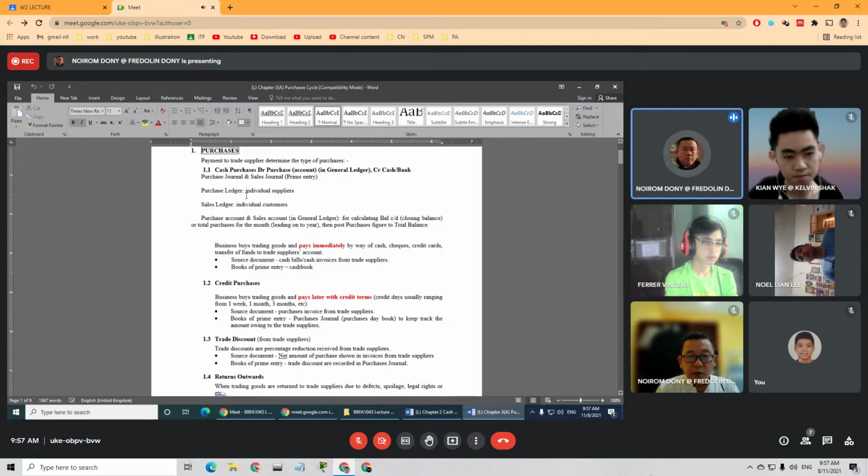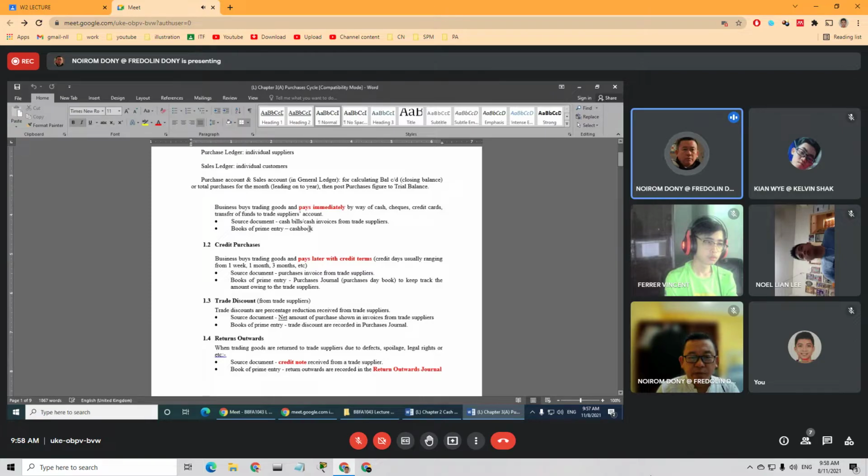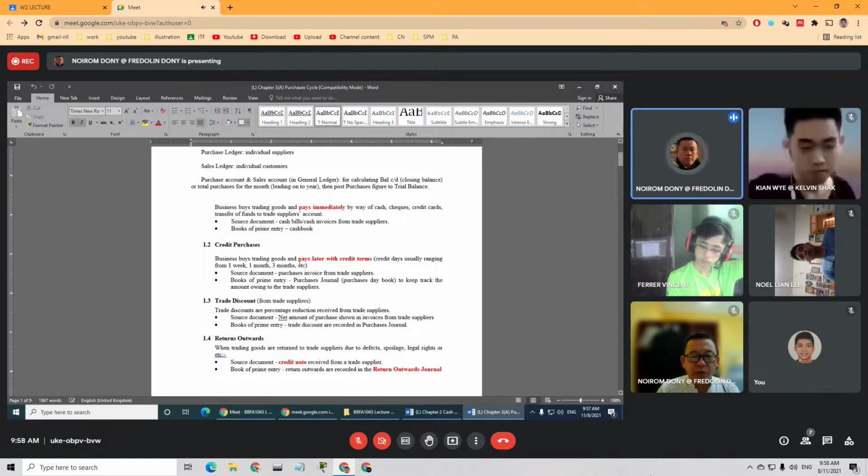But you need to understand what is cash purchases and what is credit purchases. Cash purchases are paid immediately, so the source document you will see is the cash bill, and the prime entry will be the cash book. Now, credit purchases. What is the meaning of credit purchases? The business buys the trading goods, and the payment will be later according to the credit terms. Sometimes 1 week, 2 weeks, 30 days. The most is 90 days, which is 3 months.